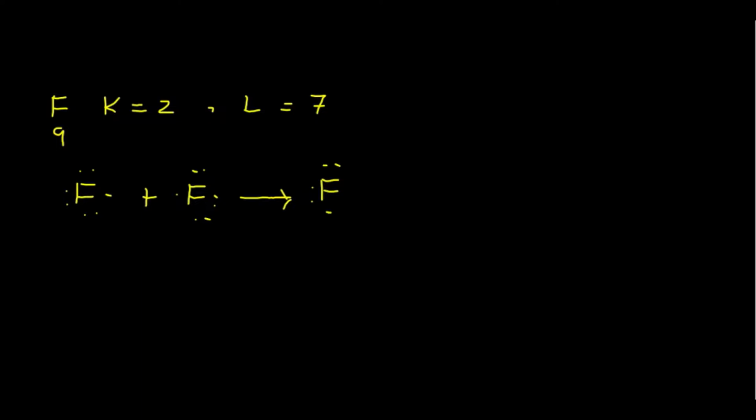1, 2, 3, 4, 5, 6 and 7 electrons are present in the valence shell of this fluorine. Likewise for this fluorine, again we have 7 electrons in its valence shell. After sharing single electrons, each fluorine atom has complete octet in its valence shell. Now it becomes stable. Now its electronic configuration gets matched with the nearest noble gas. We can represent single covalent bond with the help of dash, or we can also represent as F2.